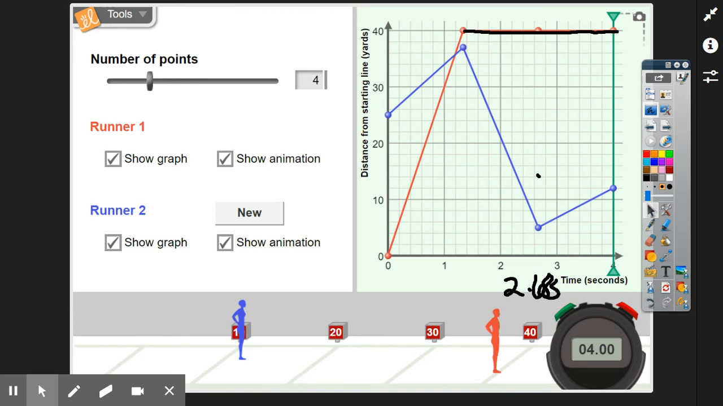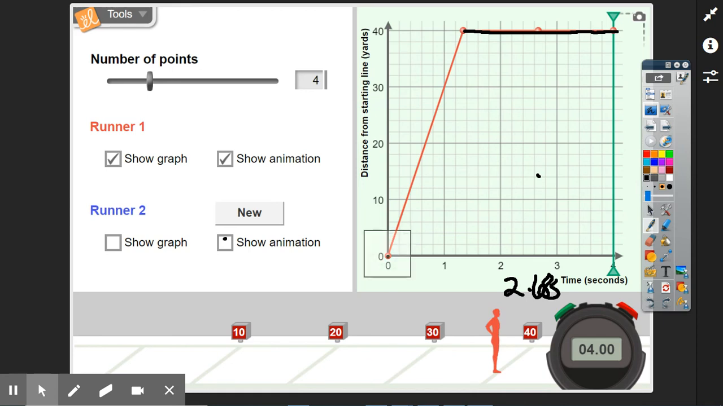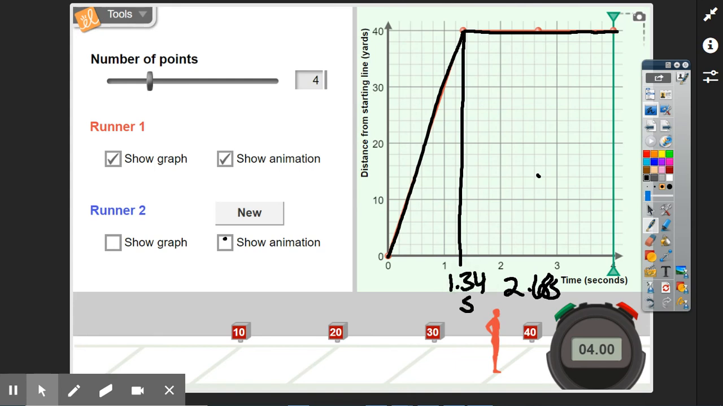So let's just quickly go back through this with our red runner. So I am going to take the blue runner away for a second, take the graph away and look at the red runner. So we can see that from 0 seconds to about 1.34 seconds, the runner was at a steady pace going one direction. And then when it hit 1.34 seconds, all the way over here to 4 seconds, the runner did not move and stood still.